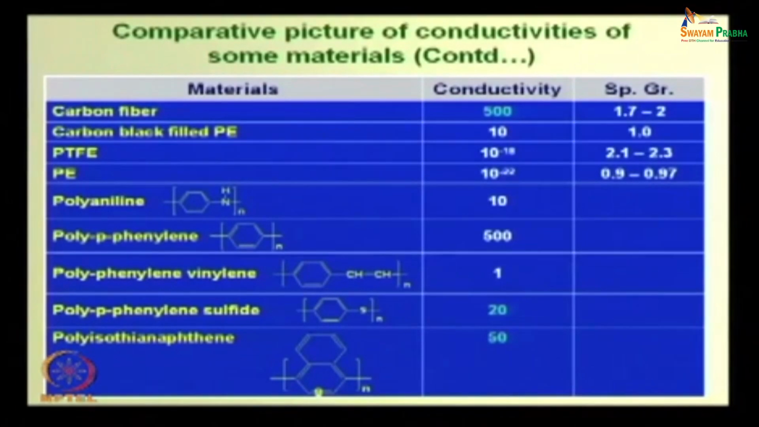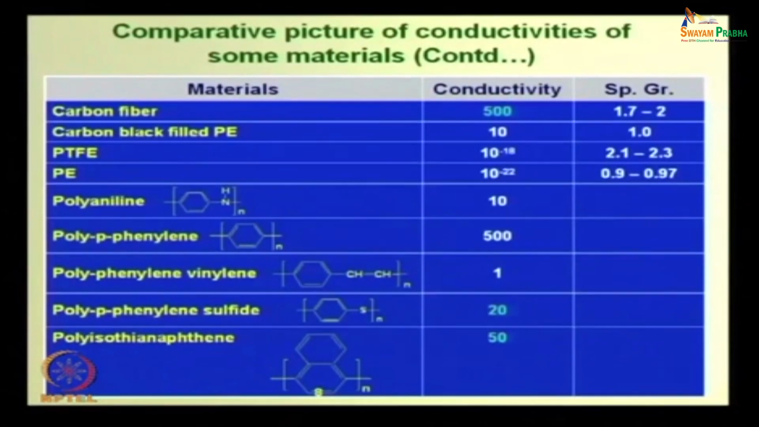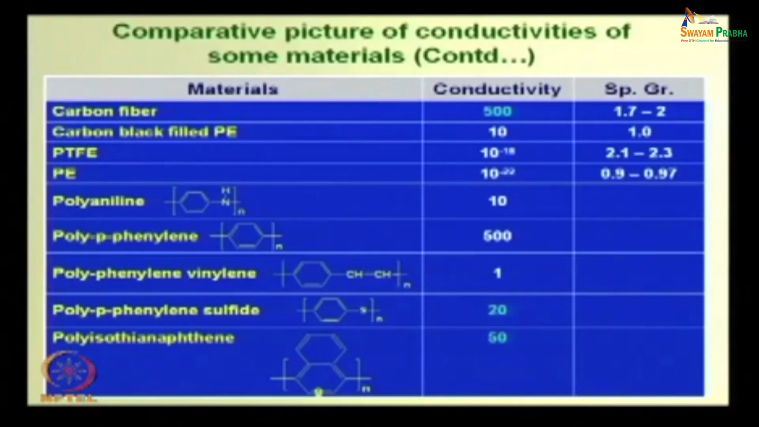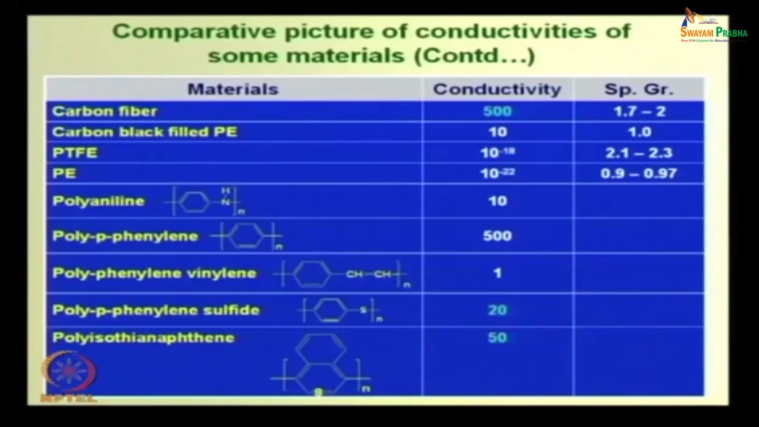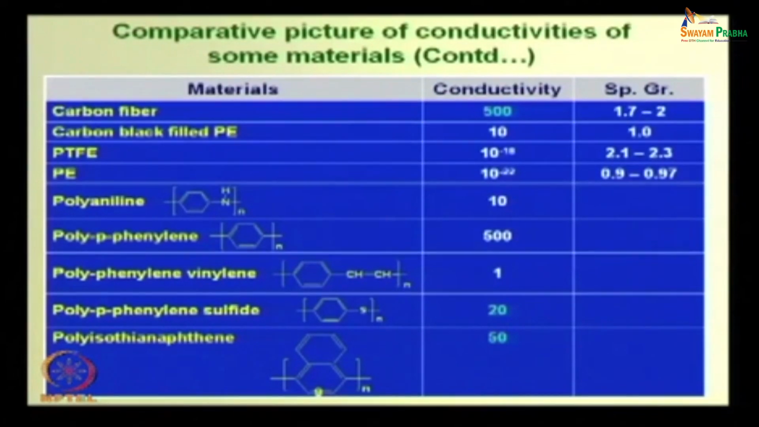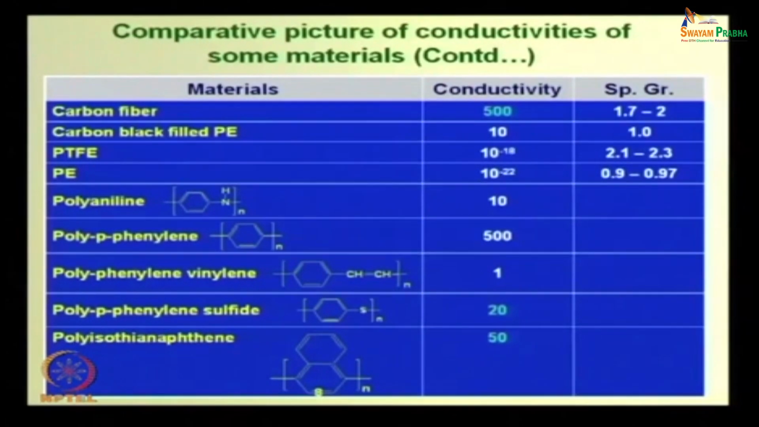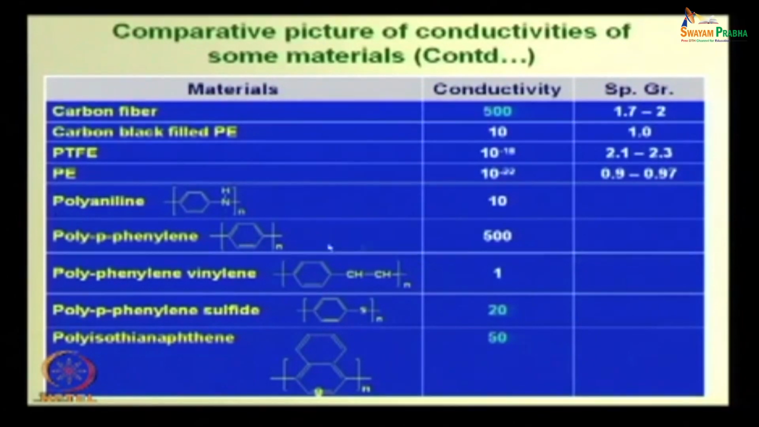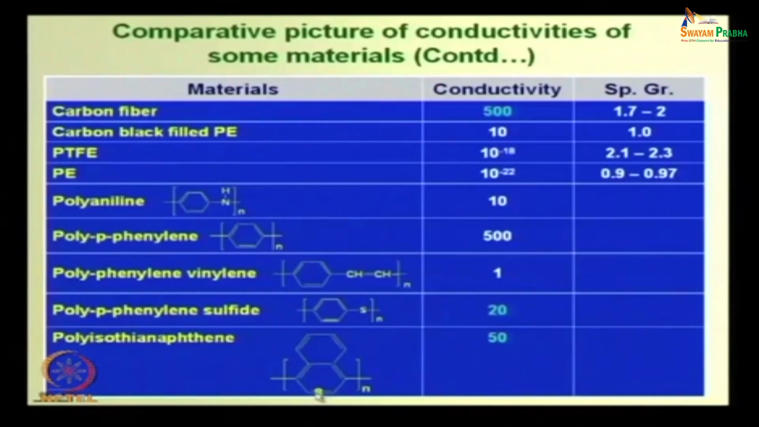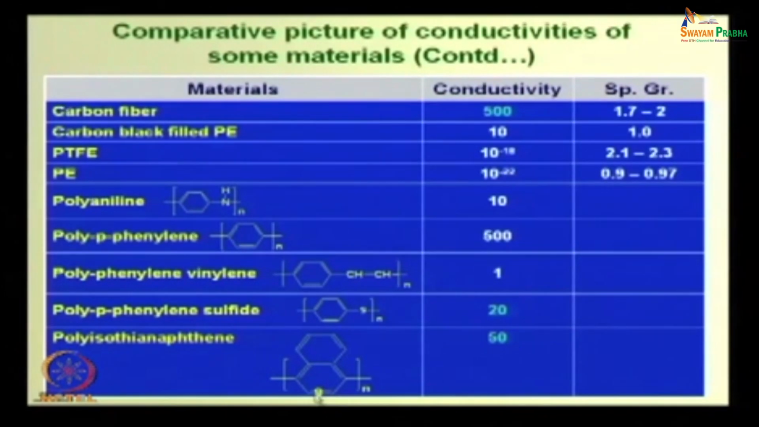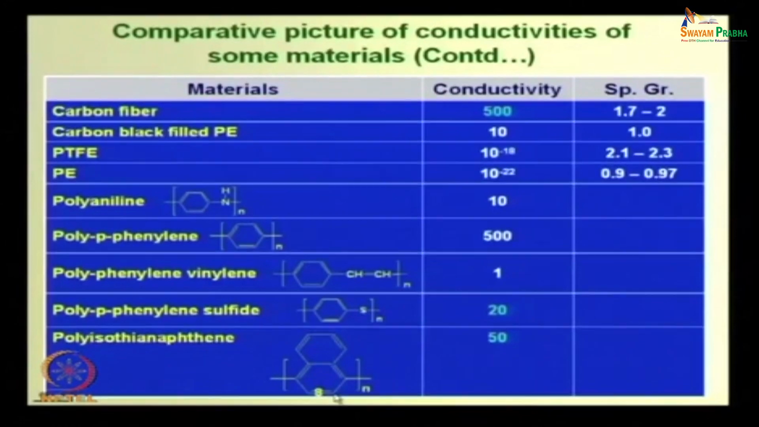Polyparaphenylene, some formulas are given over here, polyphenylene vinylene, polyparaphenylene sulphide, polyisothionaphthene or naphthene, isothionaphthene. Actually, this double bond is not there, it is a mistake, only a sulfur atom is there. Sulfur is linked to this carbon and this carbon, this double bond is not there. Okay, it is a mistake. Polyisothionaphthene.